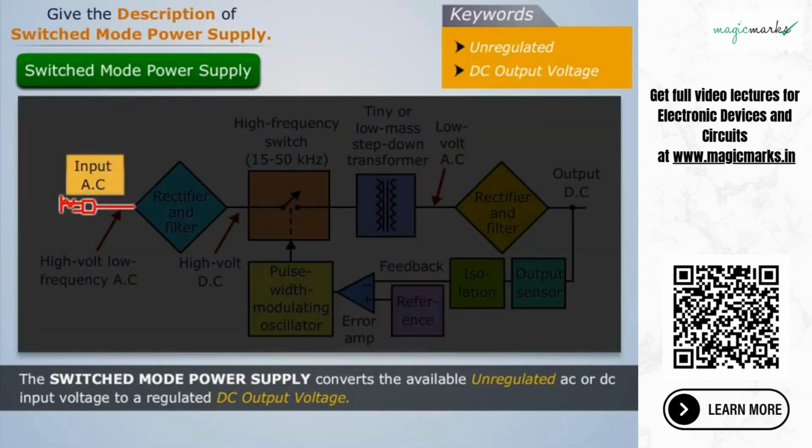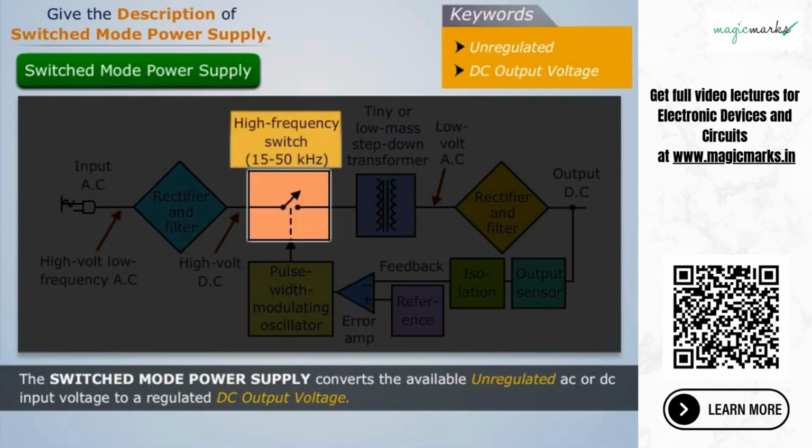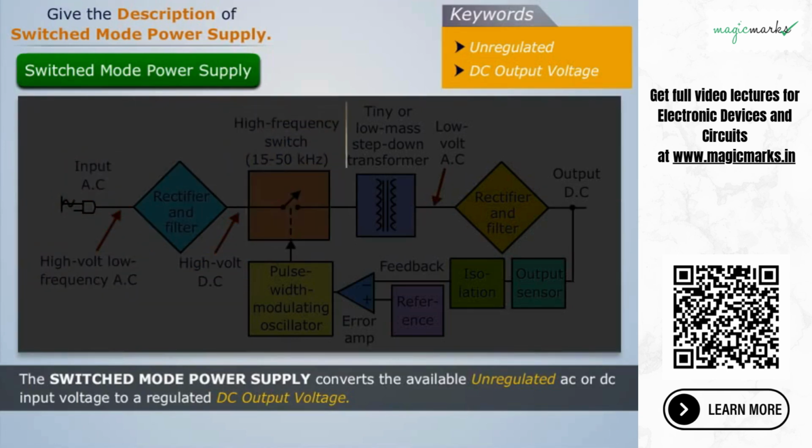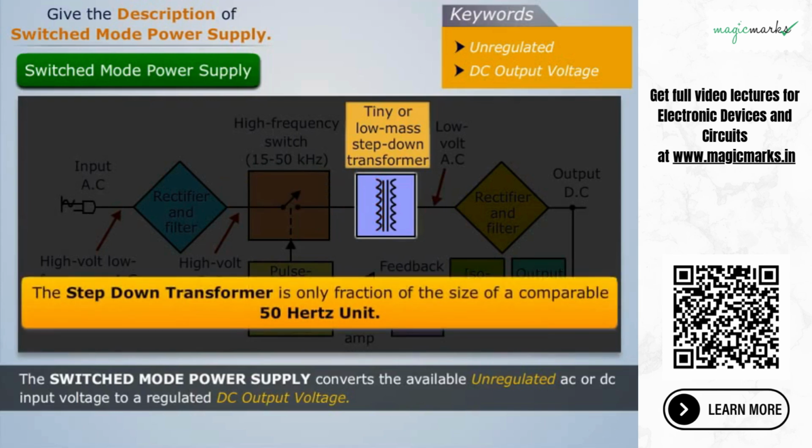First of all, primary input power is received from AC input. After that, it is rectified and filtered as high voltage DC. It is then switched at a high rate of speed. It is fed to the primary side of a step-down transformer. The step-down transformer is only a fraction of the size of a comparable 50 Hz unit.